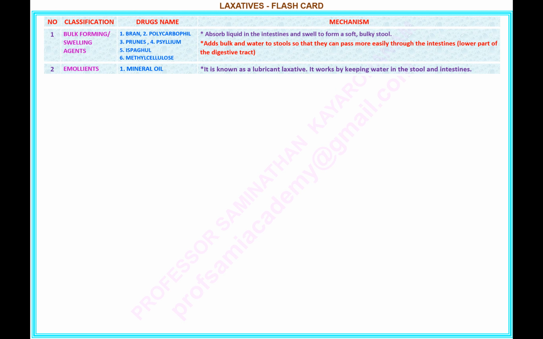Number 2. Name of the classification: emollients. Drug's name under this classification: 1. Mineral oil. Mechanism of emollients: it is known as a lubricant laxative. It works by keeping water in the stool and intestines.